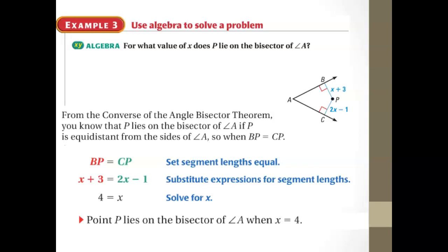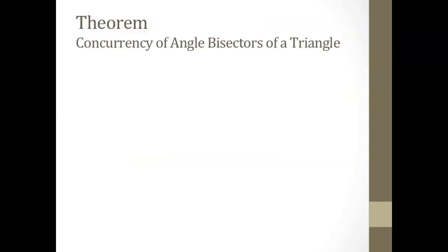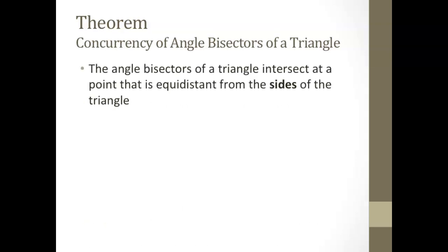All right, we have another theorem. This one is talking about the concurrency of the angle bisectors in a triangle. This says that the angle bisectors of a triangle intersect at a point that is equidistant from the sides of the triangle. And we call that point of concurrency the incenter.